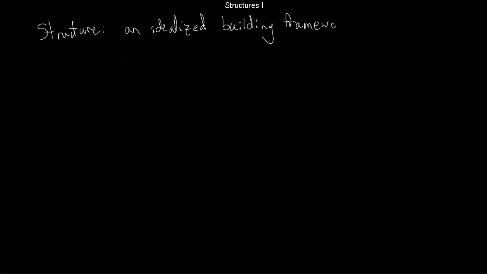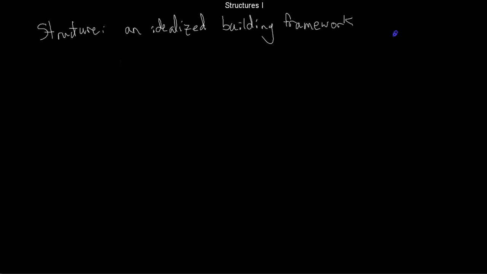Welcome back. Today we're going to talk about structures in a very precise mathematical sense. So for me, for this video, a structure is going to be an idealized framework for a building. It's going to be made of bars, which is distinct mathematically in the modeling sense from beams. Those will be covered in a later chapter.